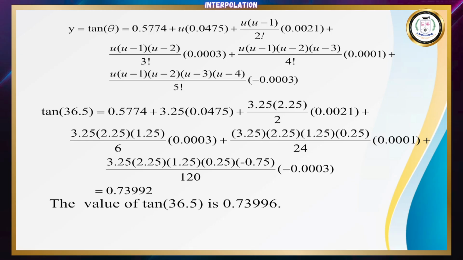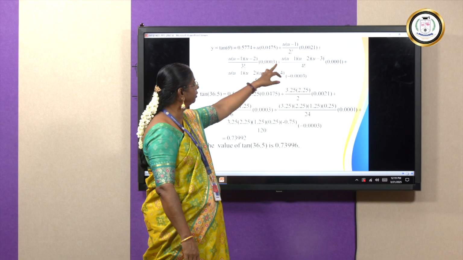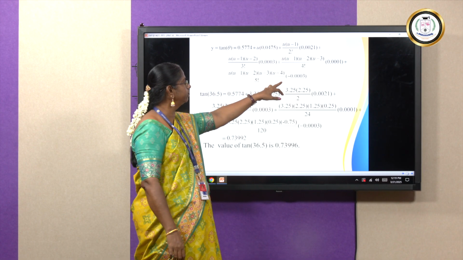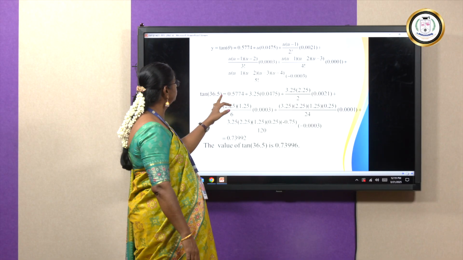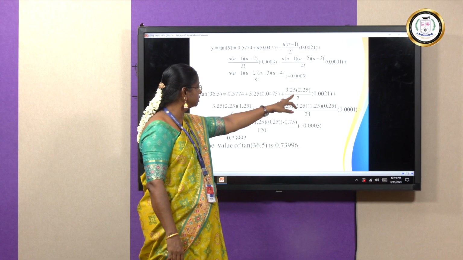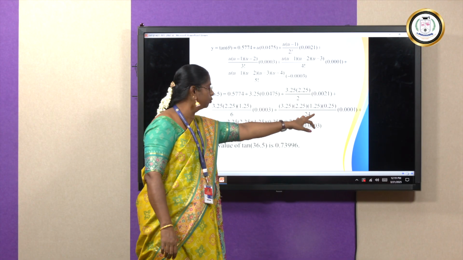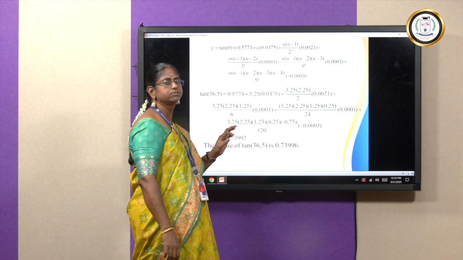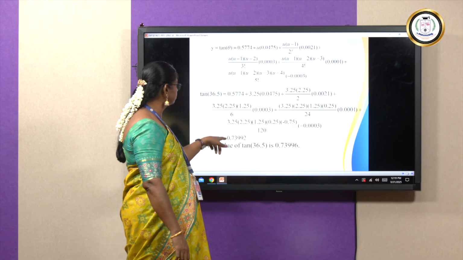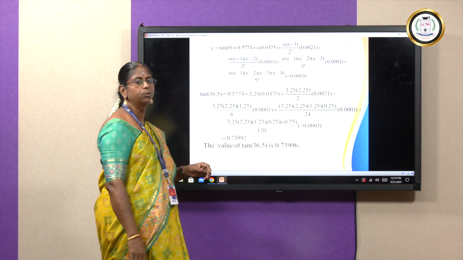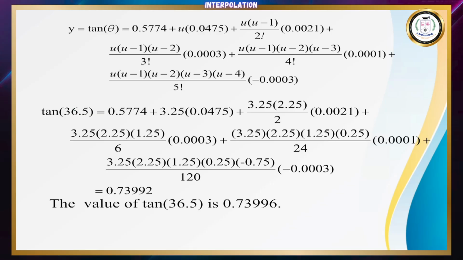So y is equal to tan theta, that is equal to y naught plus u into delta y naught, plus u into u minus 1 by 2 factorial delta square y naught, and here delta cube y naught, delta power 4 y naught, delta power 5 y naught. We have substituted u here, then u minus 1, u minus 2, u minus 3, and like this we have substituted all the values. Then we simplified, and we are getting the answer 0.73992.